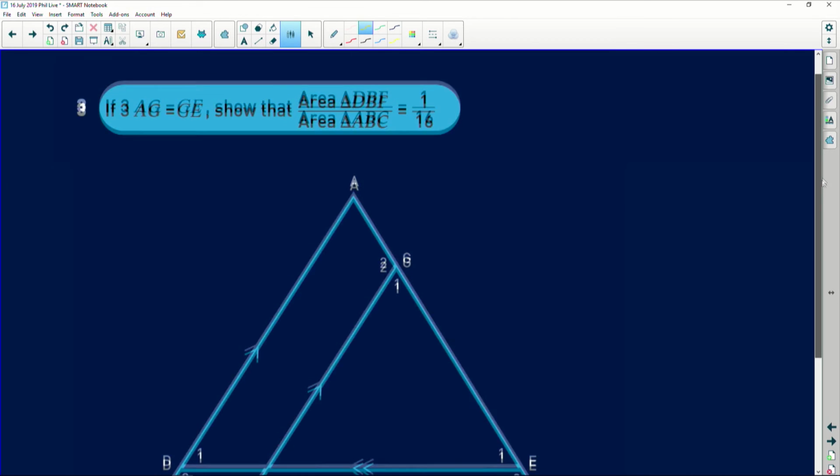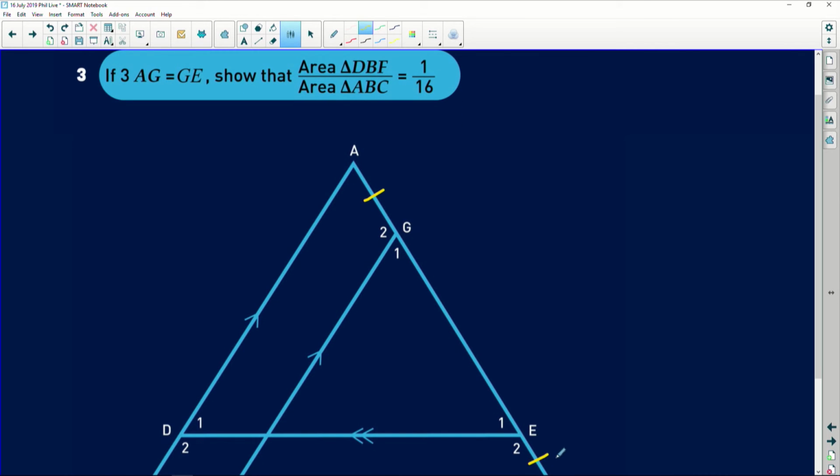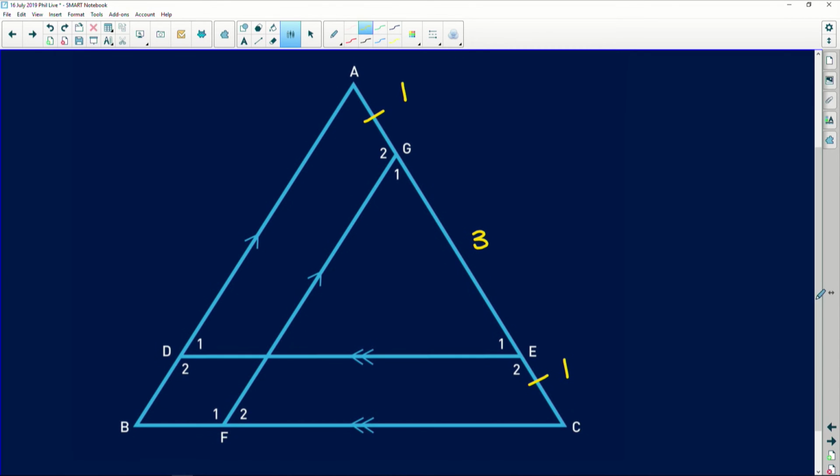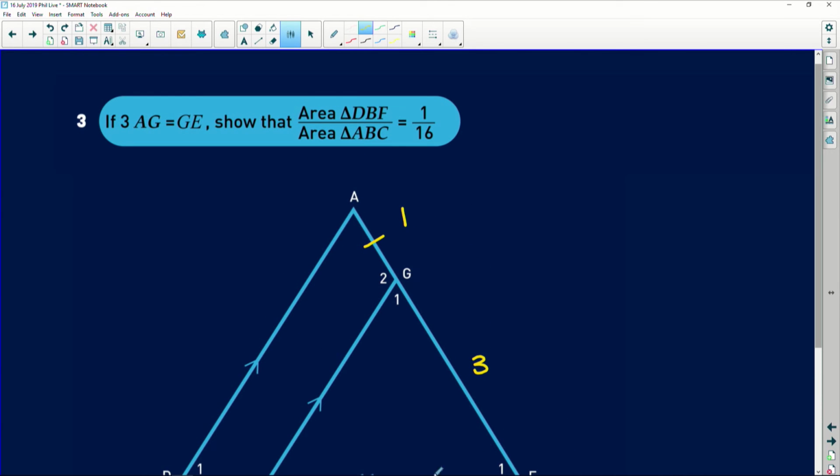Lastly, it says if 3AG, got AG and EC equal to each other, is equal to GE. Okay, so if we have one AG here and one AG there because these two sides are equal to each other, it means that GE has 3 in it. So 3 of these lengths of AG can fit into this length GE. Show that the area of triangle DBF, which is this little triangle over here, DBF, over the area of the big triangle ABC is equal to 1 over 16.